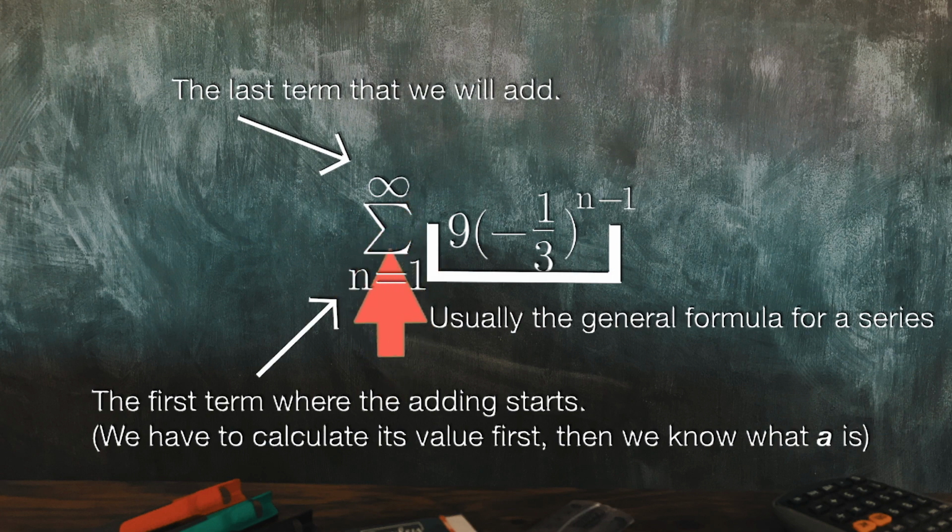Now, here we have the sum from term 1 to infinity. And the general formula is 9 times (minus a third) to the power of n minus 1. This is a geometric series where the constant ratio is a value between minus 1 and 1. So this is a convergent geometric series, and therefore we will use this sum to infinity formula. You got it? So we can easily see what we need to use, and let's go and look at an example.